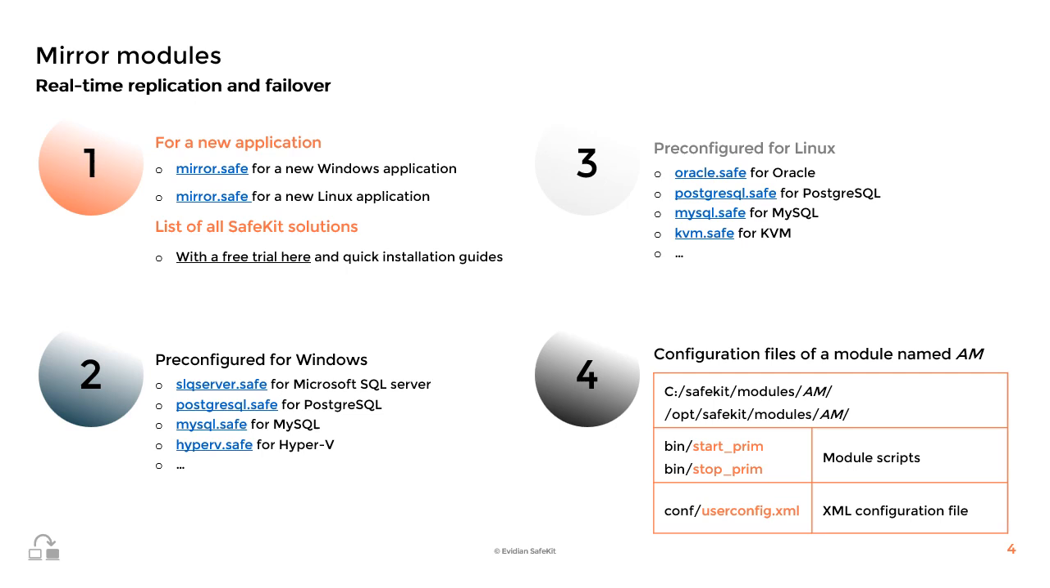Thirdly, our pre-configured solutions for Linux include Oracle.safe for Oracle, PostgreSQL.safe for PostgreSQL, MySQL.safe for MySQL, KVM.safe for KVM, and more. Fourthly, once deployed, the configuration files are available in the modules directory of SafeKit. If the module has been deployed with the name AM, then you will find an AM subdirectory. Inside AM/bin, you will find the restart scripts named startprim and stopprim. And inside AM/conf, you will find the userconfig.xml file.